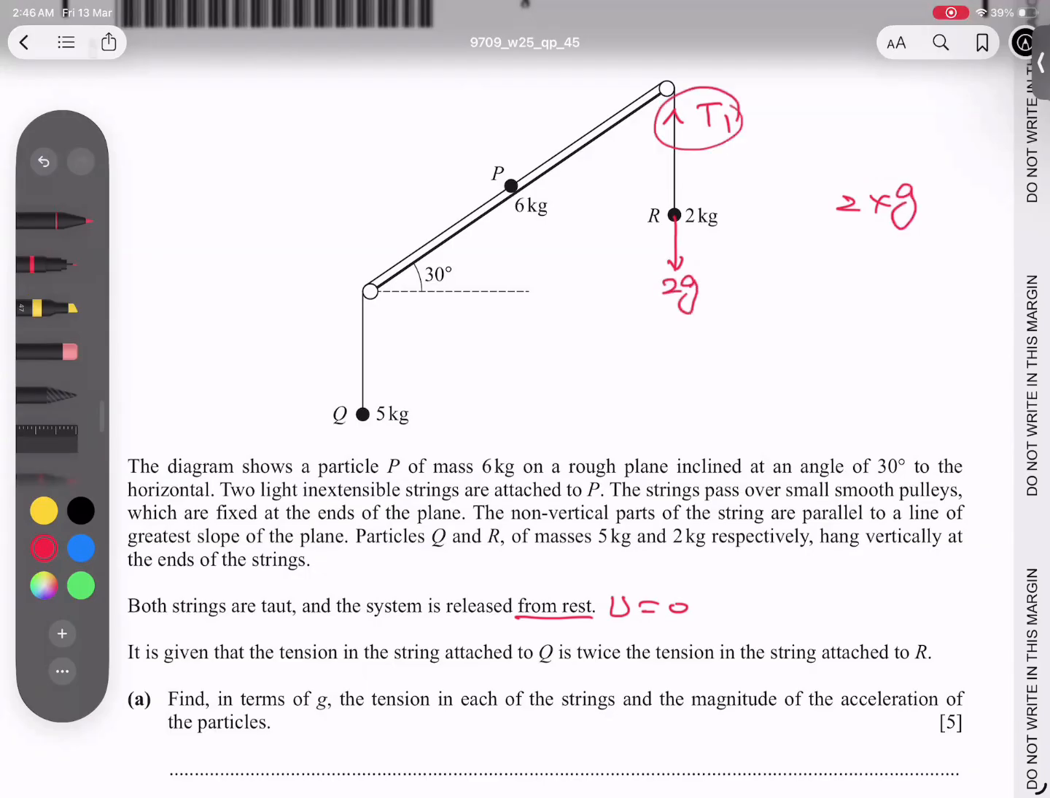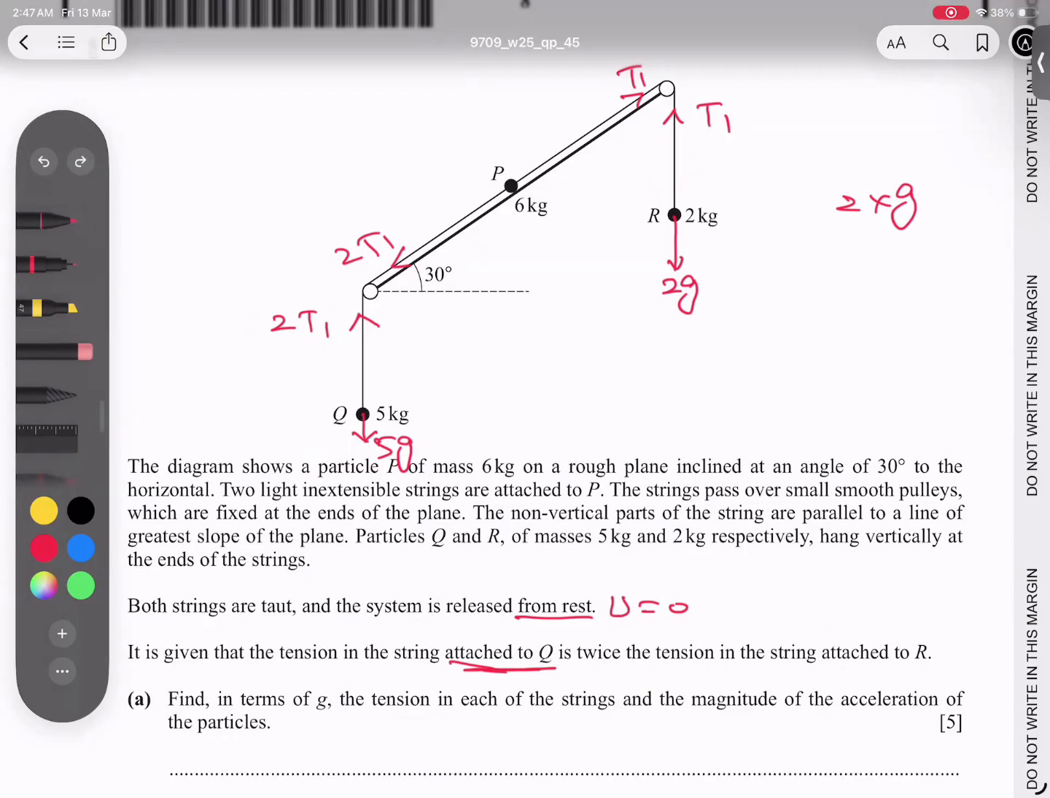And tension upwards is T1. And you know this tension is always equal on both sides. So T1 and T1 equal. And what about this one, students? Same story, 5 into g, I got 5g. And this I count as T2, but he said that the tension at Q is twice the one at R, where we have T1, so this naturally is 2T1. The reason is twice, so this is 2T1, double of that. Clear? And now what is the next part? He said in terms of g, find the tension of each string and the magnitude of acceleration of the particles. So let's try to find it.